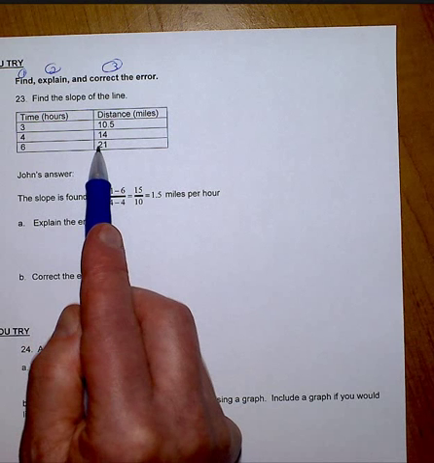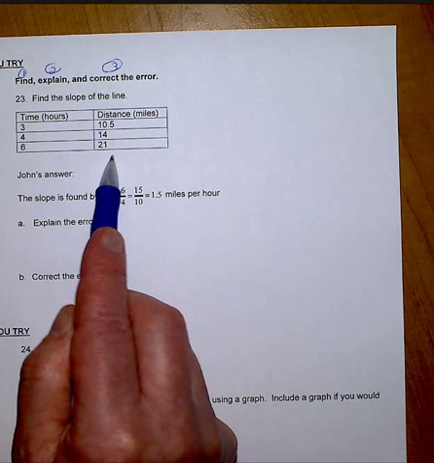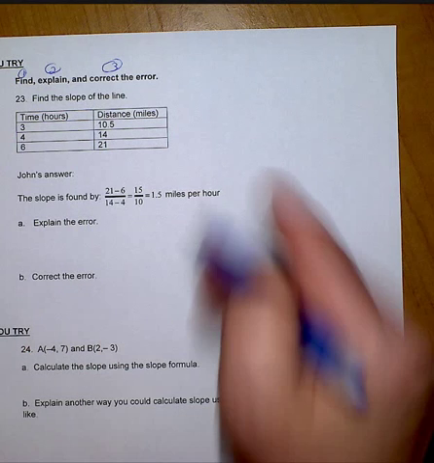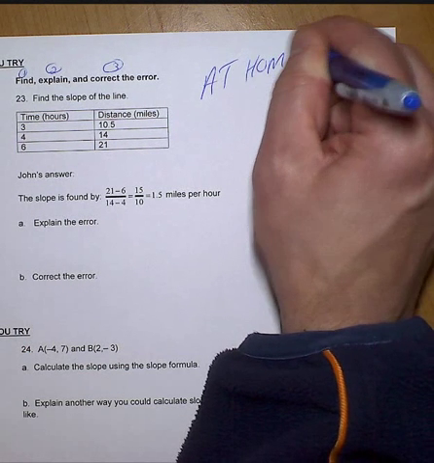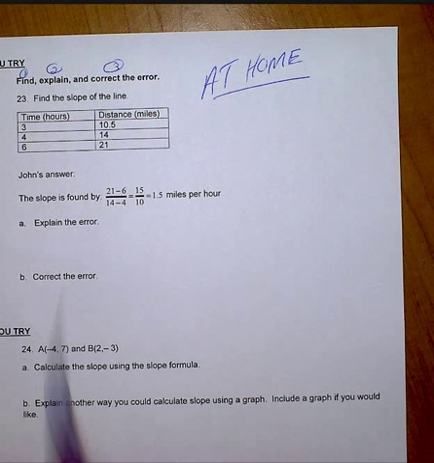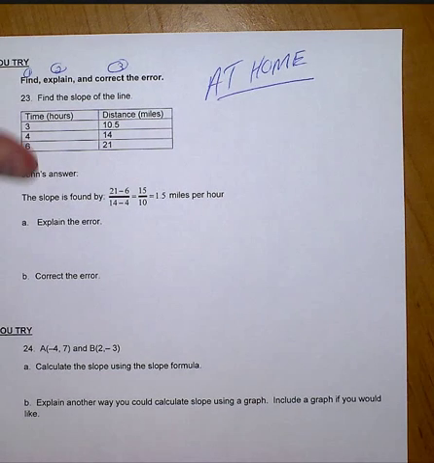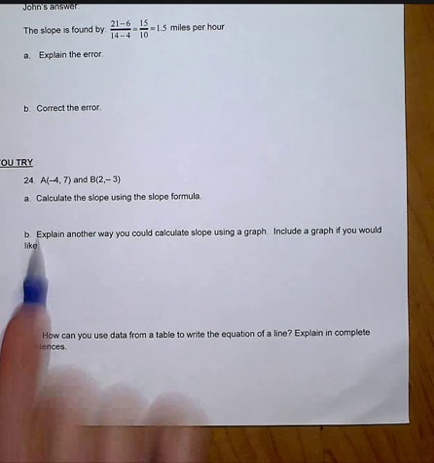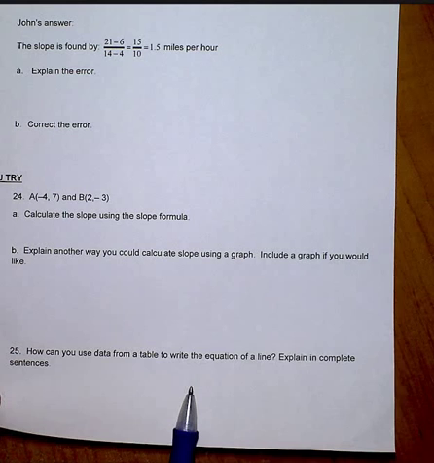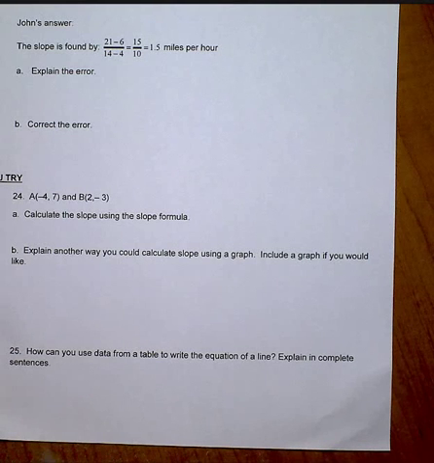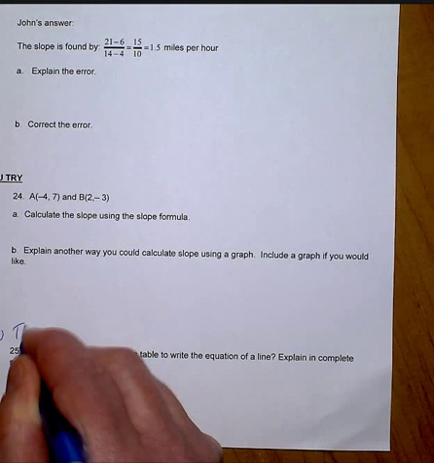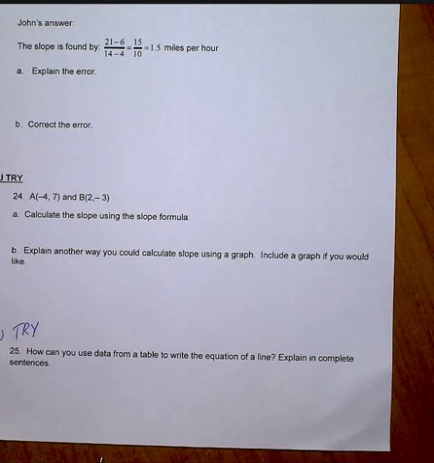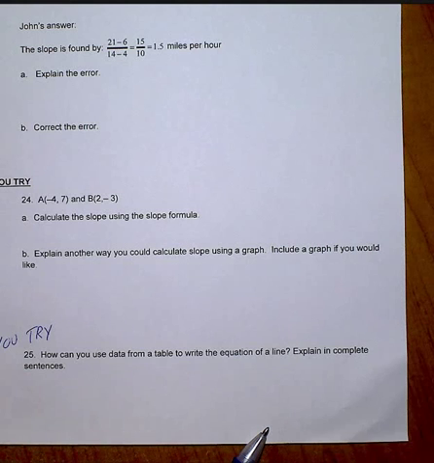You guys try that at home tonight, okay? Try this one at home. Try and explain the error. If you find an error, try and correct the error. Tomorrow we'll try this one in class. And this is a U-try also that we'll try in class. So a U-try. Okay? Have a good night. We'll see you in class tomorrow.